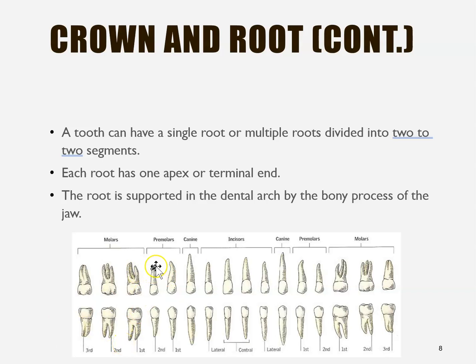The very tip of the root is known as an apex, or it's also known as a terminal end. So the apex is at the very tip. So for example, with this tooth over here, which is the 1-7, there are one apex, two apex, three apex. So there's three roots, so the tip of each root is known as an apex or terminal end.